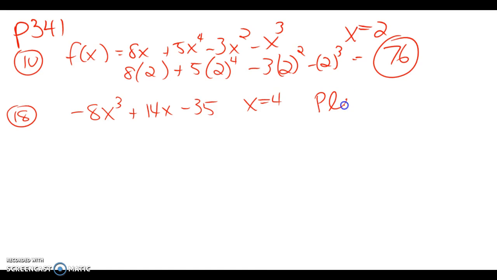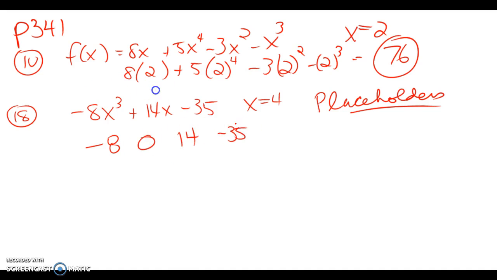Well, the thing you have to remember here, any placeholders, right? We're starting with an x to the third. So we have negative 8, x to the third. There's no x squared. So I have to say 0x squared. 14x, the constant's minus 35. And I'm evaluating it at 4.